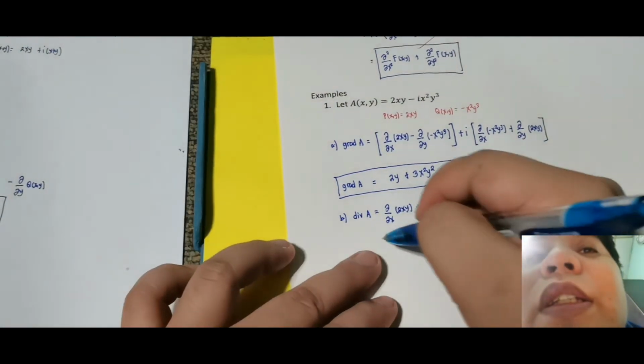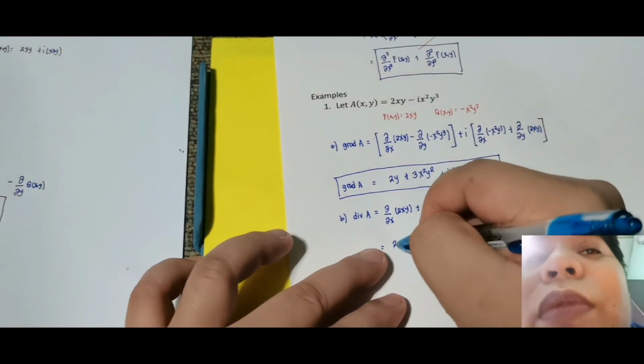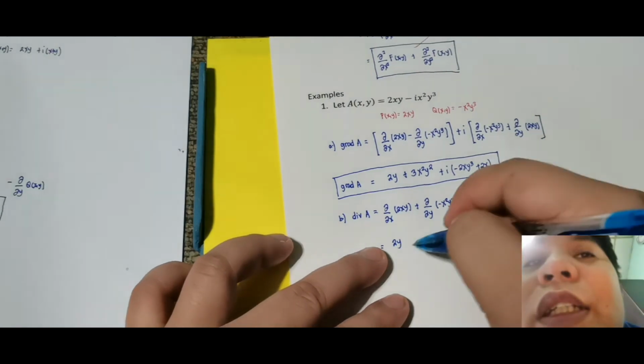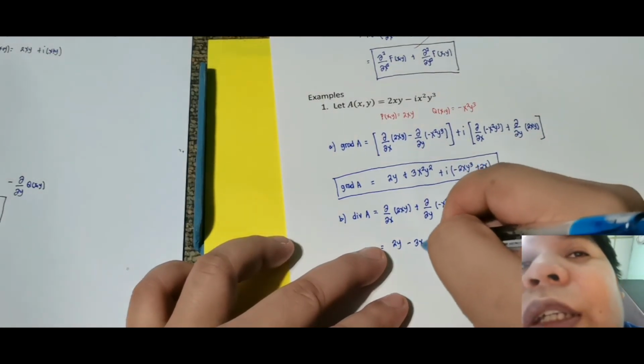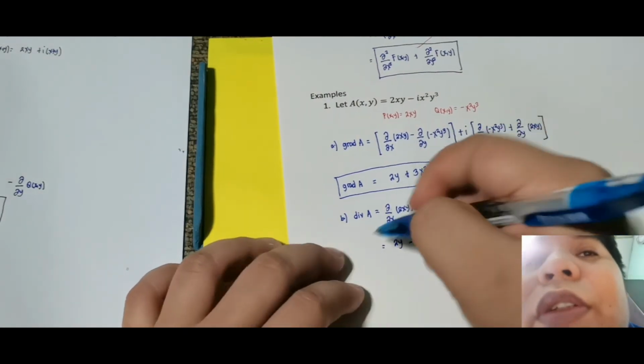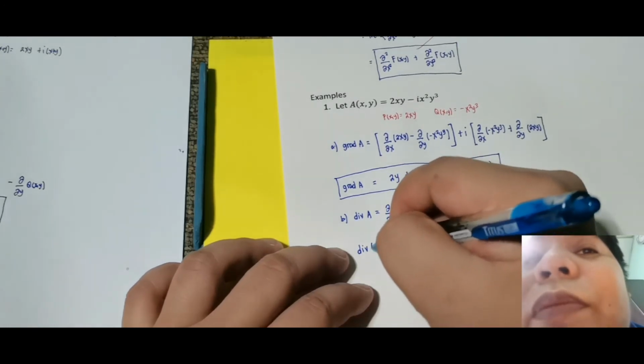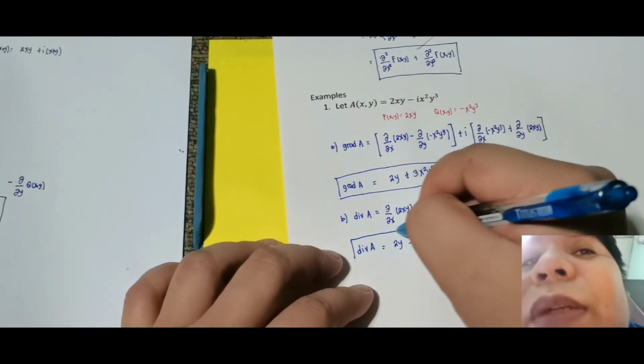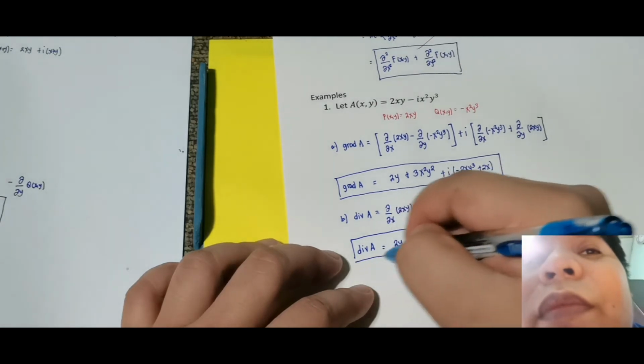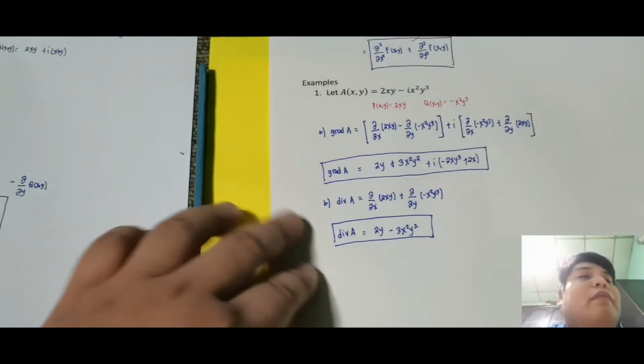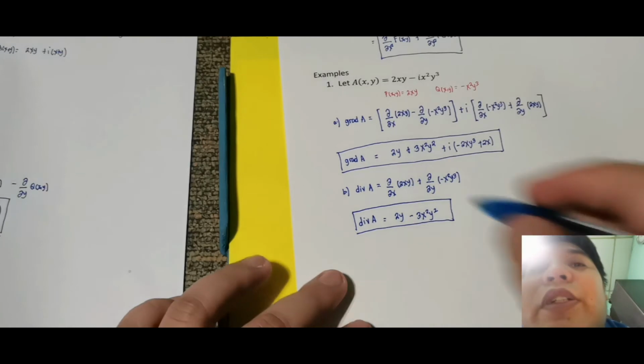Okay, so obviously, this is equivalent lang sa 2y. Tama? Then this is negative 3x squared y squared. So this is the divergent of A. So napansin mo, mas mahaba si gradient. Okay, next is letter C.